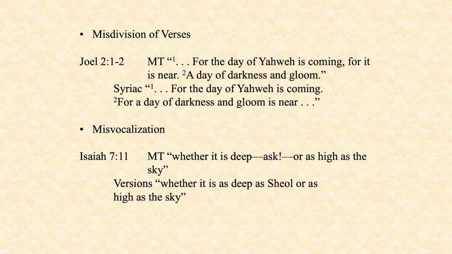There can also be a misunderstanding of what vowels should be read. So here, the Masoretic text in Isaiah 7:11, "Whether it is deep, ask, or as high as the sky." And in the versions, "Whether it is as deep as Sheol or as high as the sky." The second seems to be the better reading. Somehow the verb to ask, sha'al, has been misvocalized where it should be Sheol, but the scribe wrote sha'al to ask.